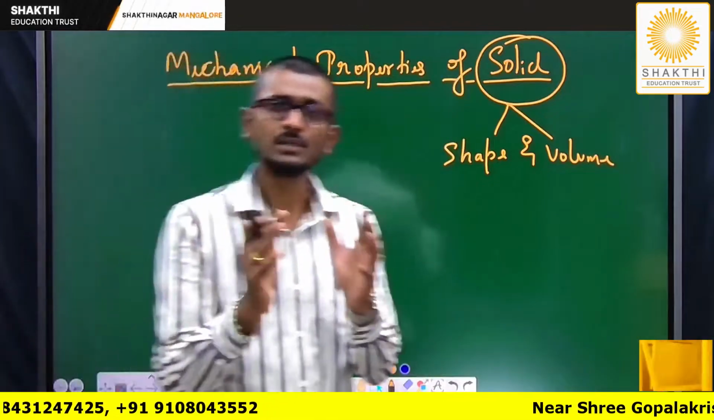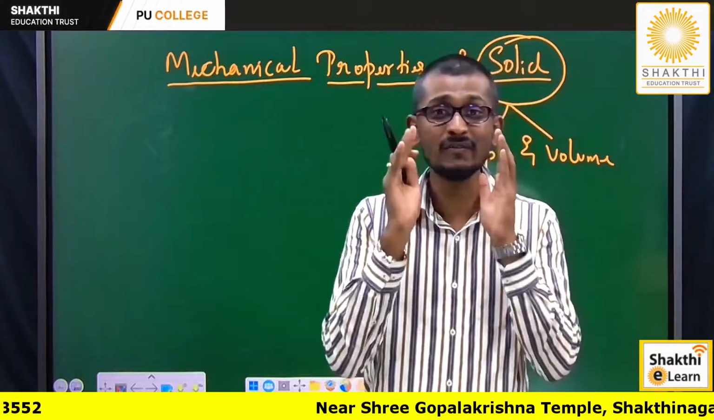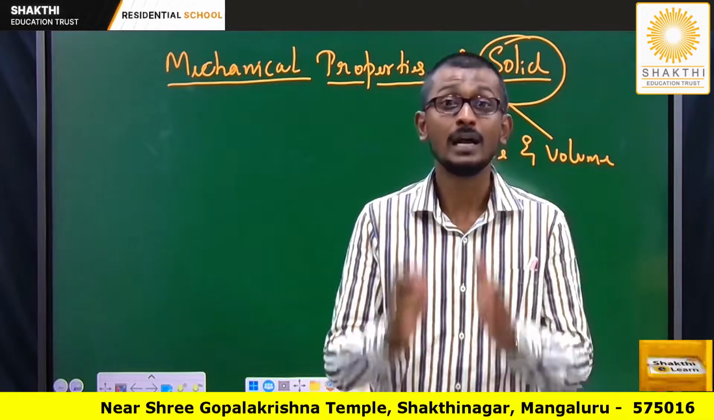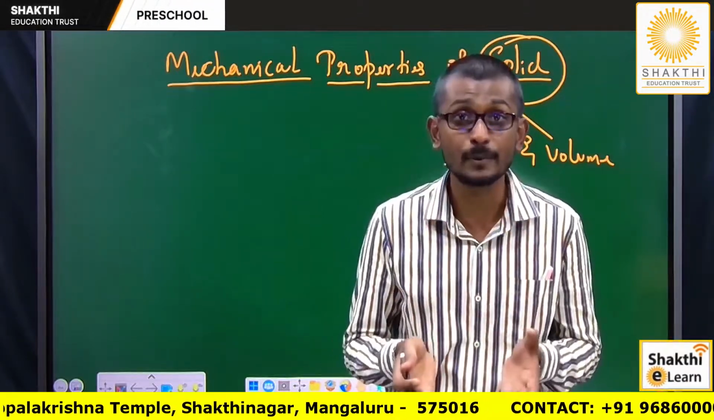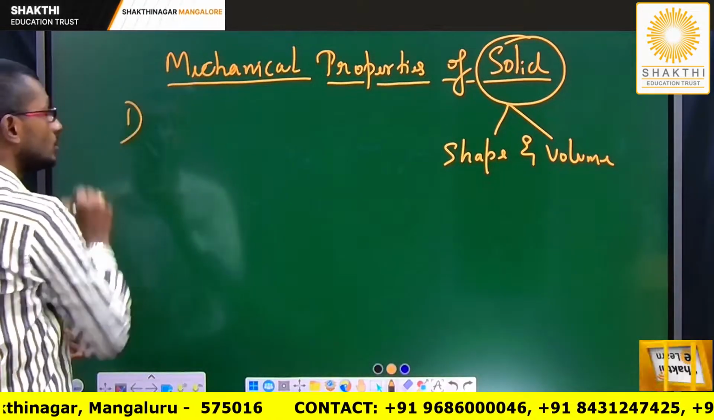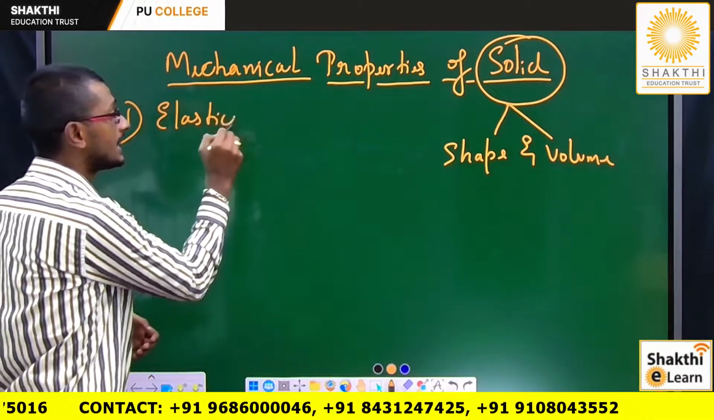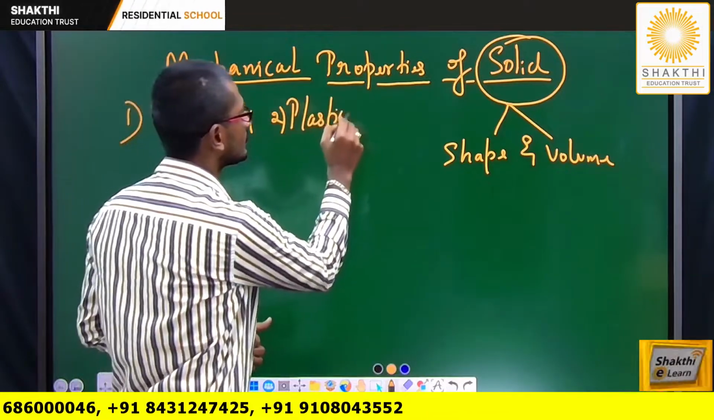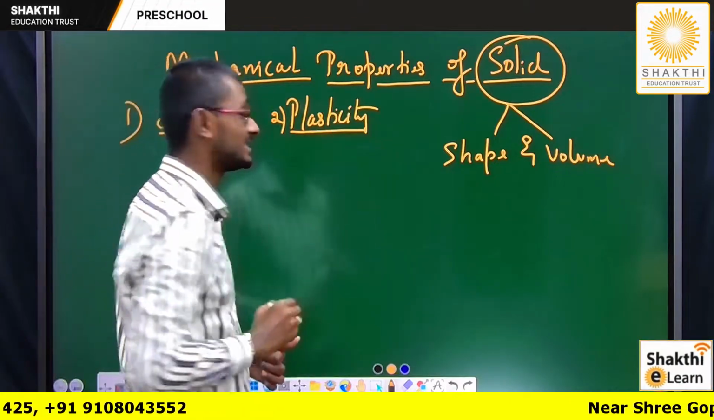Now, does every solid have mechanical properties, or any physical properties? Yes, it has some physical properties, and yes, it has some mechanical properties. Then what are these mechanical properties? We'll see. The mechanical properties are mainly divided into two types. One is elasticity. Second one is plasticity. Now we'll see what is elasticity and what is plasticity in detail.